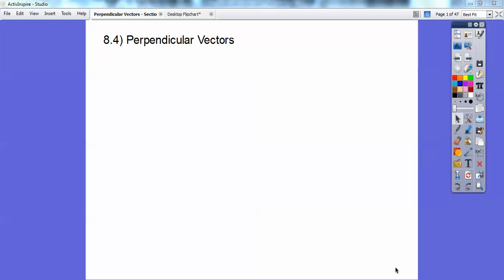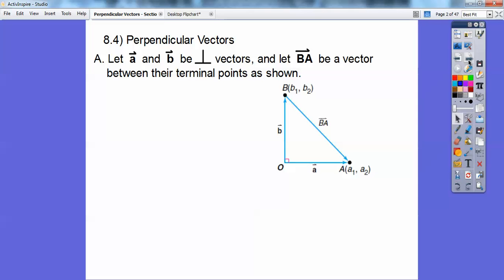Hey folks, this pre-calculus lesson is on perpendicular vectors. So let's go ahead and get started with this. We're going to let vector A and B be perpendicular.